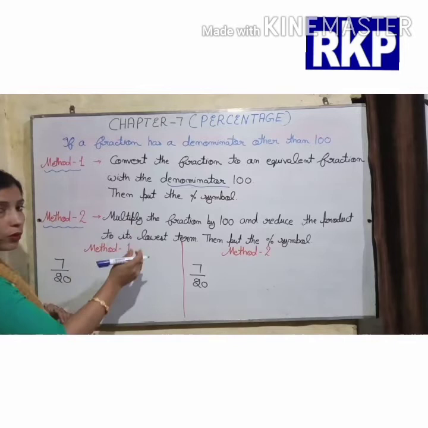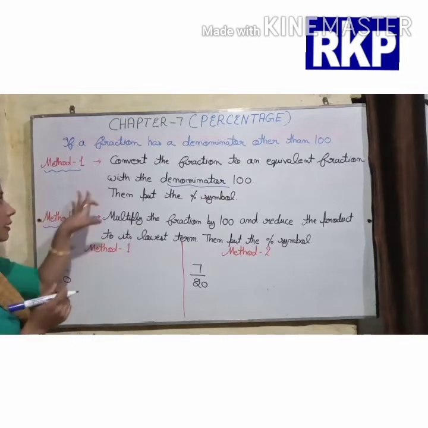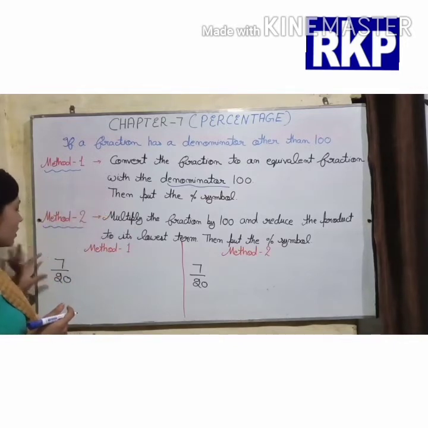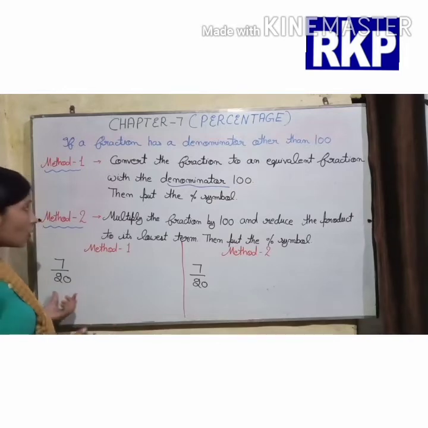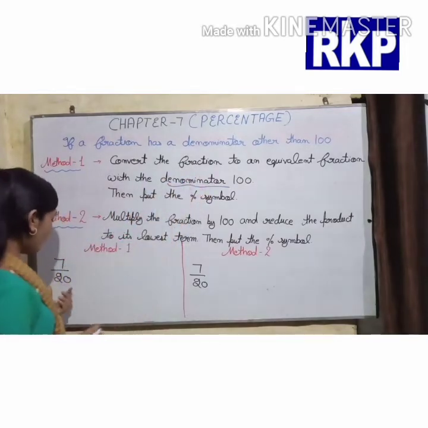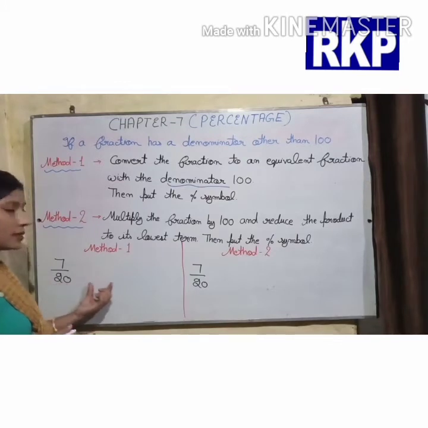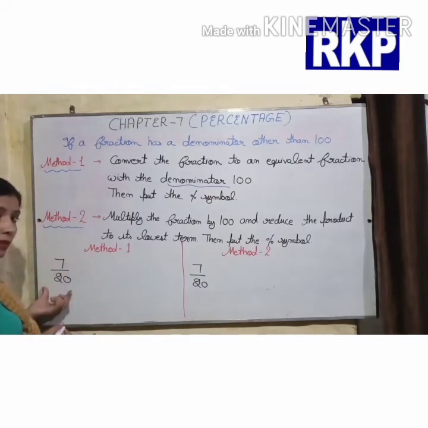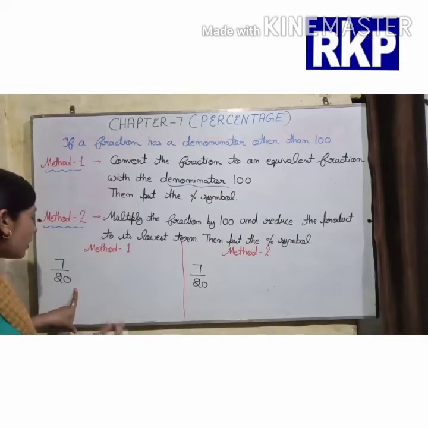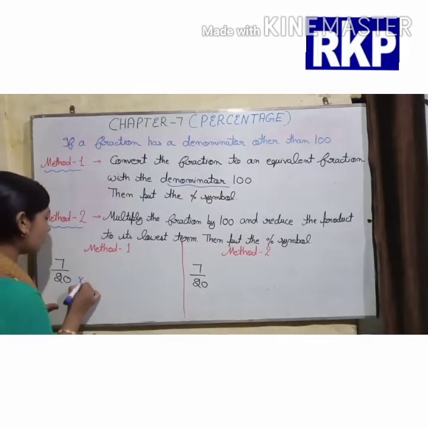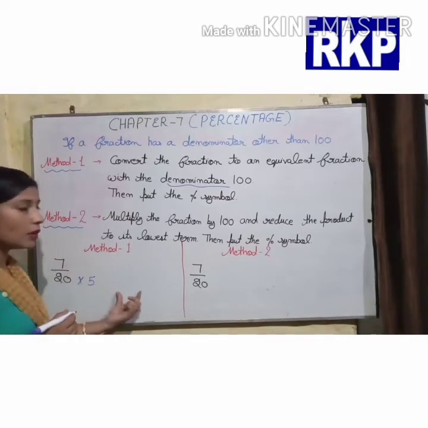So first of all, let us take one example to understand it. Here I have written 7 by 20. So how can we convert this fraction into percentage? According to this method beta, we need to write an equivalent fraction of this fraction with denominator 100. Here we have 20 as a denominator. So how can we get 100? If we multiply 20 with 5, then we get 100.